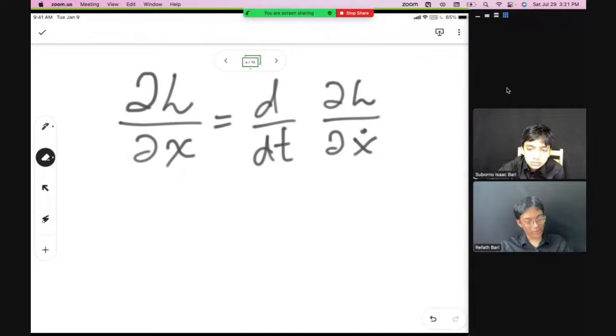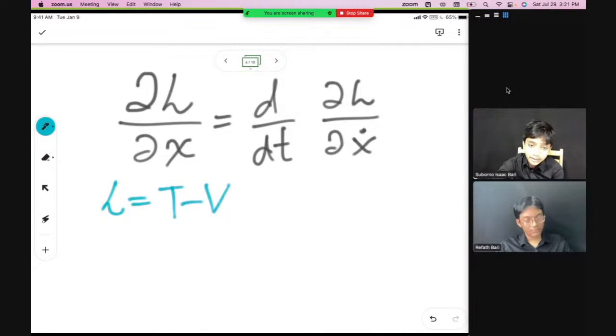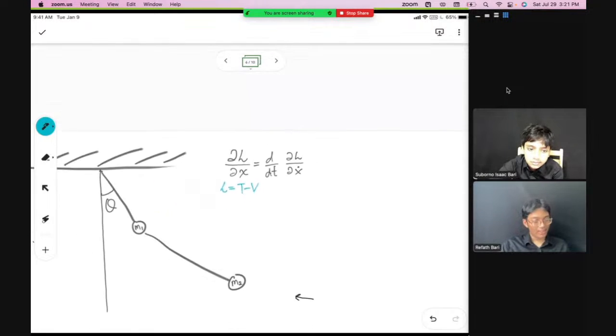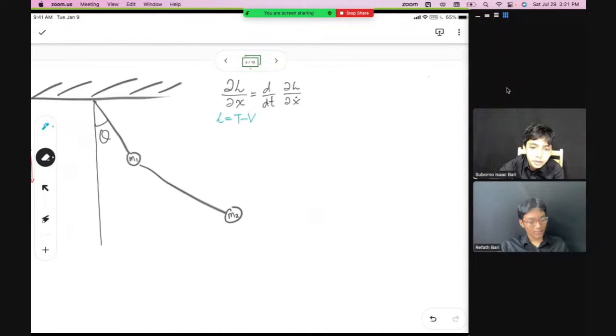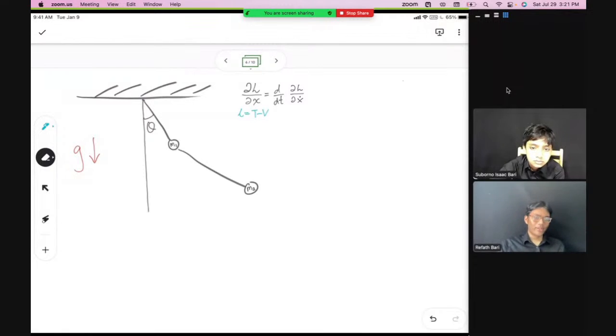So what should I have after this? What is my Lagrangian? The Lagrangian is T minus V, or kinetic minus potential. Kinetic minus potential. What should my kinetic be? Kinetic energy in most scenarios is half mv squared. Half mv squared.